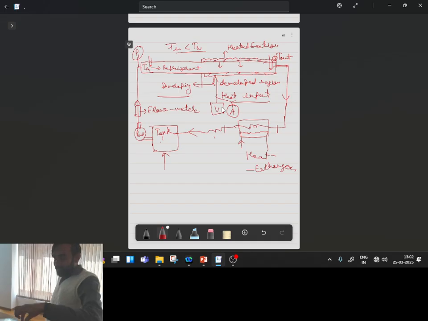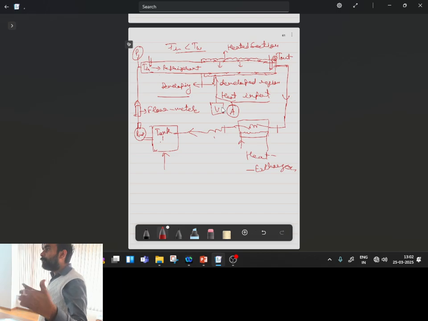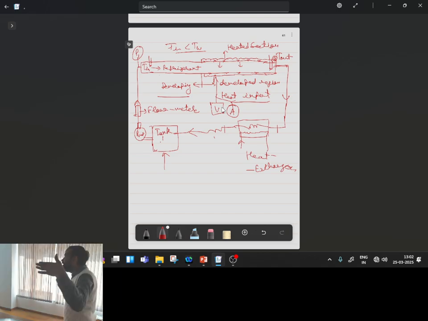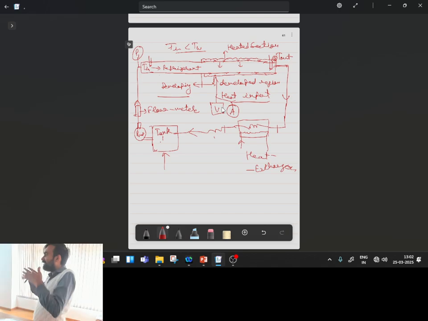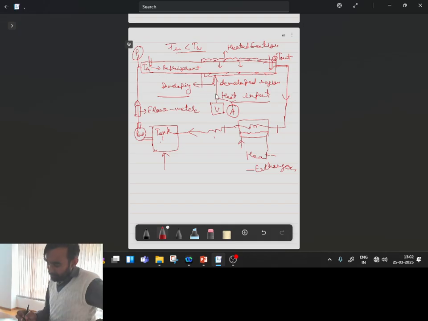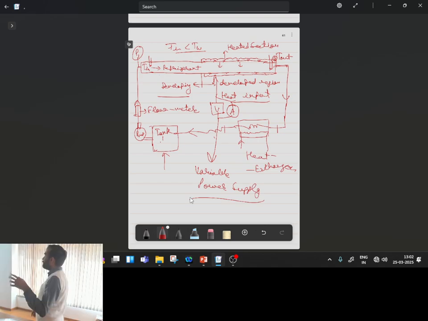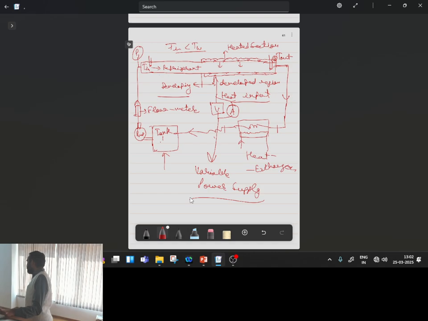Then I will not be doing the experiment only at a single heat flux condition. I may have to repeat this experiment for multiple input powers. So if I have to repeat this experiment for multiple input powers, then whatever voltage and current I am supplying, I may have to supply it with the help of some variable power supply, which will be varying the amount of power which we are giving to this wire. All are clear at this point?